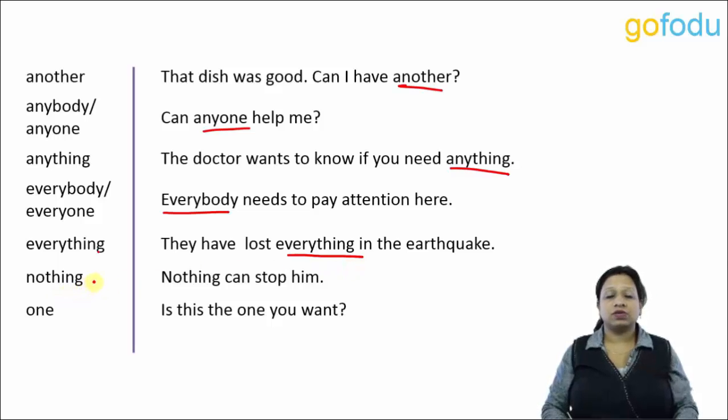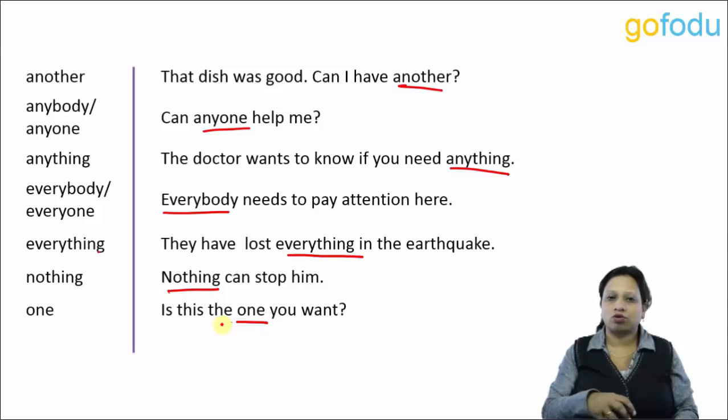Nothing means out of a lot of things, not a single thing. So nothing can stop him. One. Is this the one you want? One is a pronoun that is used to point at something specific, but not a particular thing, not a completely particular thing out of a lot of things, pointing at one thing.